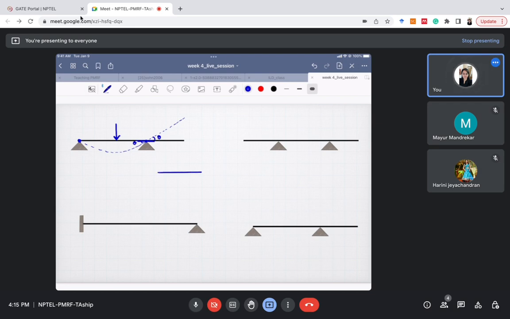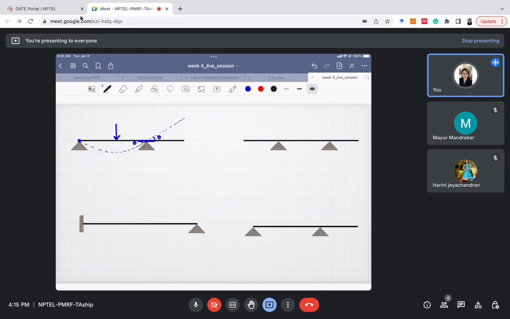Hinge support is like this. This is a part of a beam and this is a hinge support here. And what is an internal hinge? An internal hinge is like this: this is a beam and this is an internal hinge. Because of this internal hinge, these two parts can move independently. But this is a beam with a hinge support. So if this part is going up like this, this has to go down. This is very important, the difference between internal hinge and hinge support. I hope it is clear.